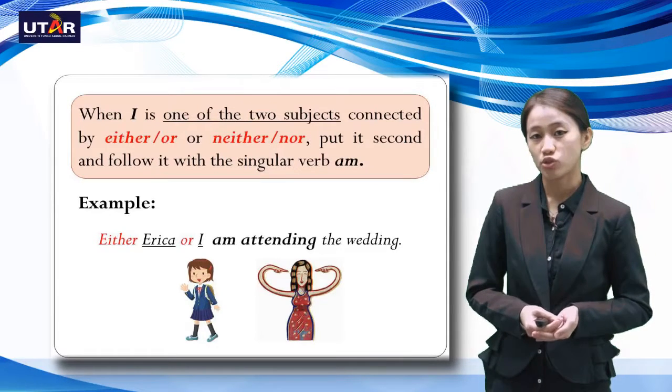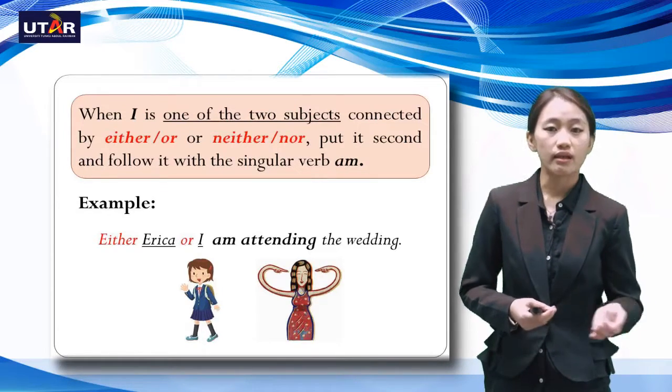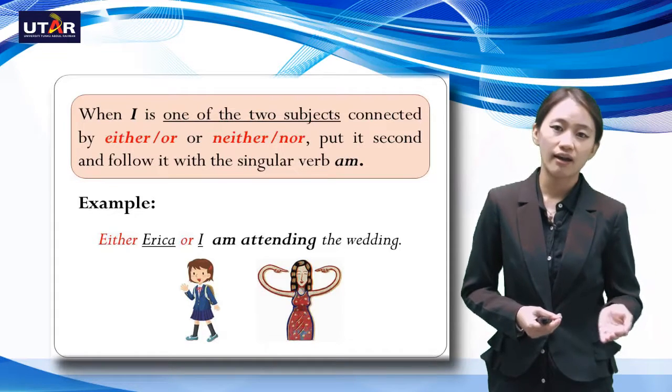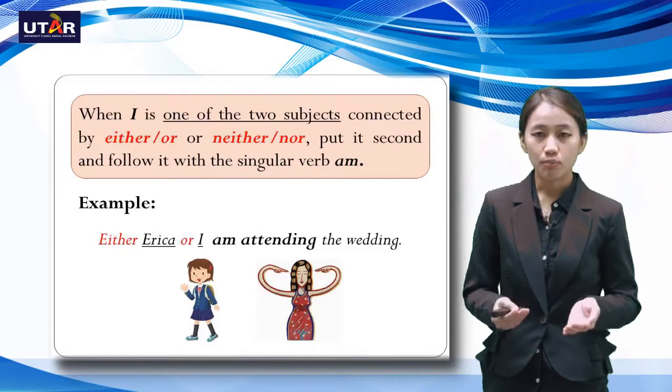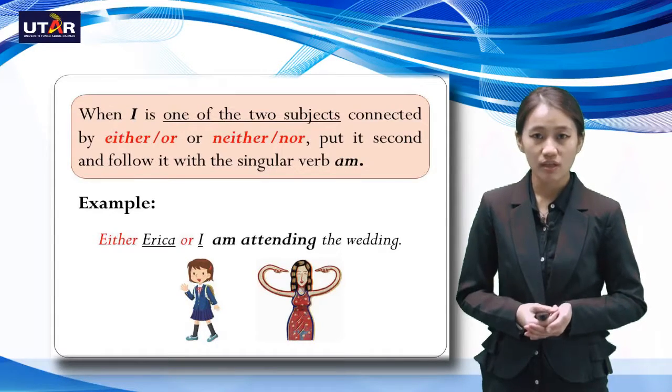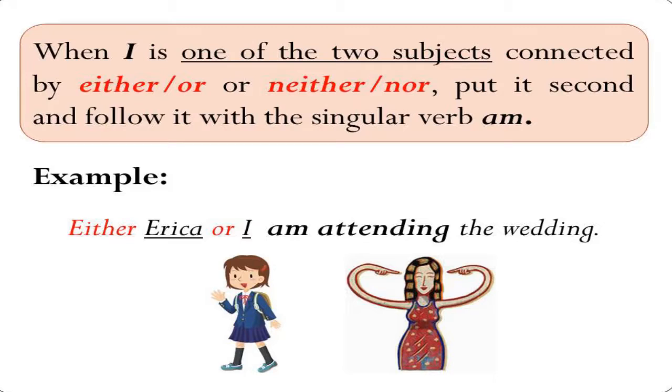So for example, when you construct sentences such as my friends and I, my family and I, it should not be I and my friends or I and my family. So here, you must remember that when you have subjects and I is one of the subject, it should always be second or third depending on the list of name. In this case, either Erica or I, and of course, as you know, after I, the be verb for I is am. So either Erica or I am attending the wedding.